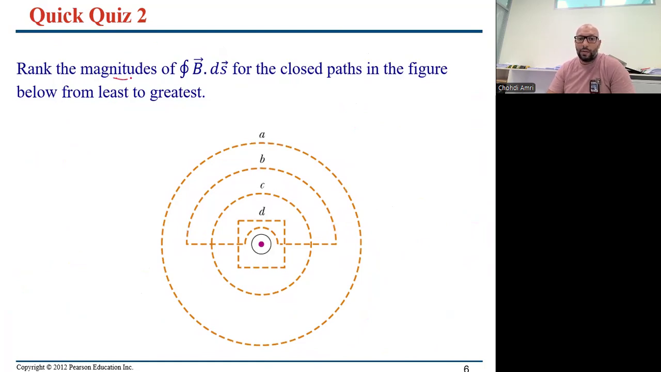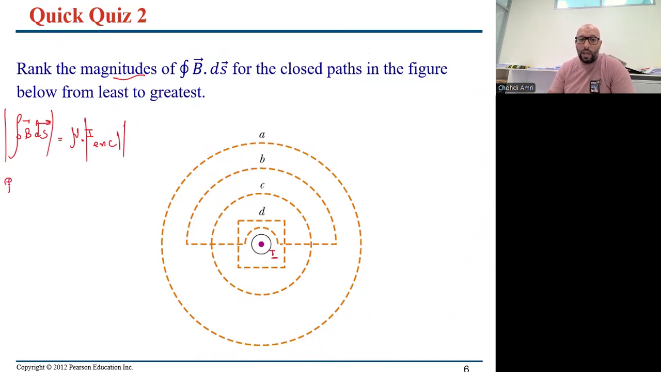Rank the magnitude also of the line integral of B dot ds for the closed paths in the figure shown below from the least to the greatest. The same question, but we have different configurations. As I said, the line integral of B dot ds equals mu naught multiplied by I enclosed. We are talking about the absolute value of the line integral of B dot ds, so also mu naught multiplied by the absolute value of I enclosed. However, we have only one current. Let's say this is I.